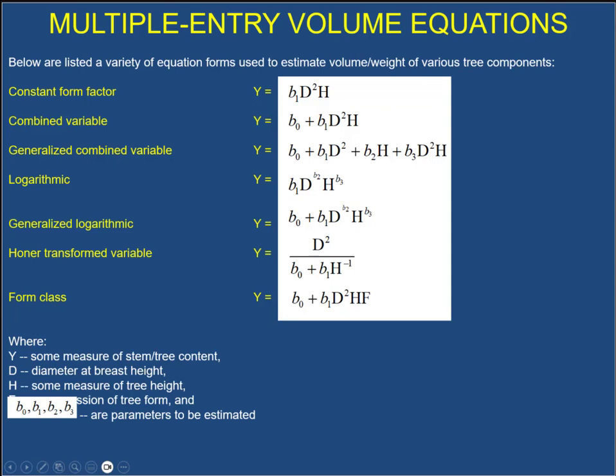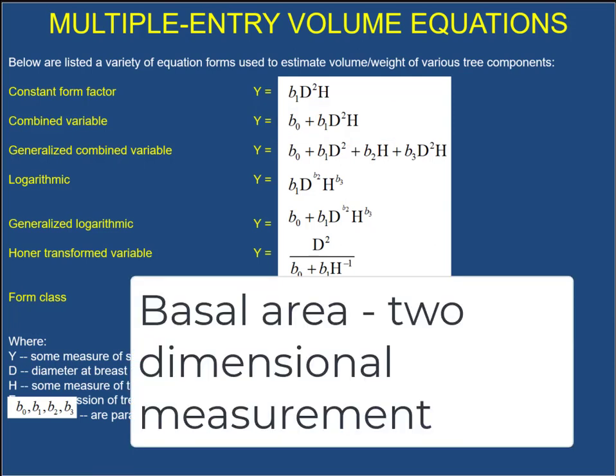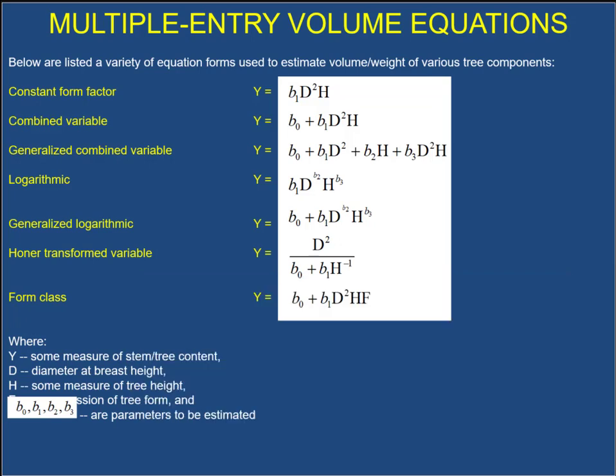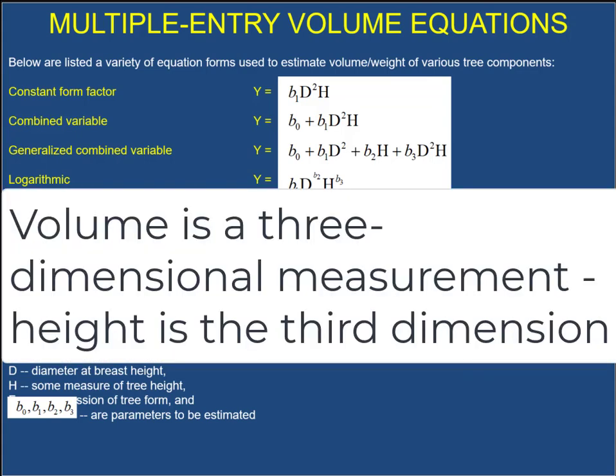So here's d squared h. Diameter squared h for volume. Well, that makes sense. D squared is what? Area. That's 2 dimensions, so that's your area. 0.005454 times d squared for the English metric. I forget what it is off the top of my head. I'm going to multiply that by h, the total tree height or merchantable height, right? The third dimension.